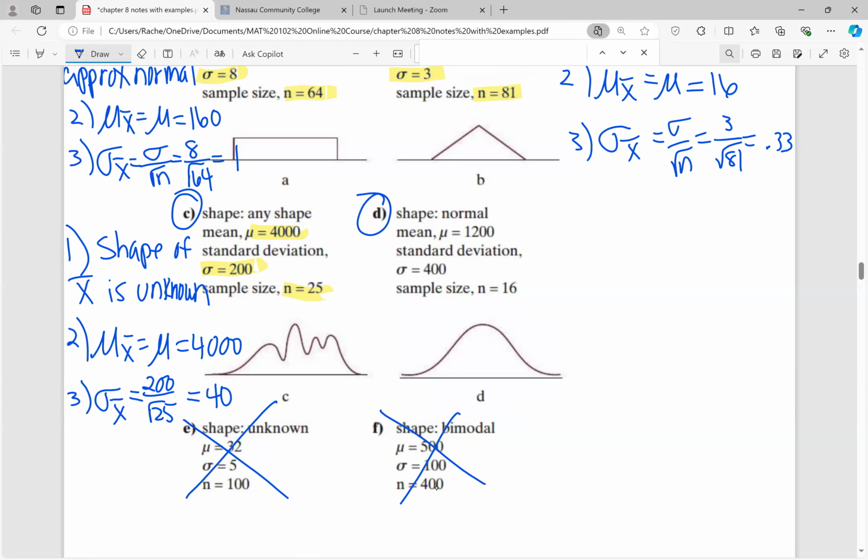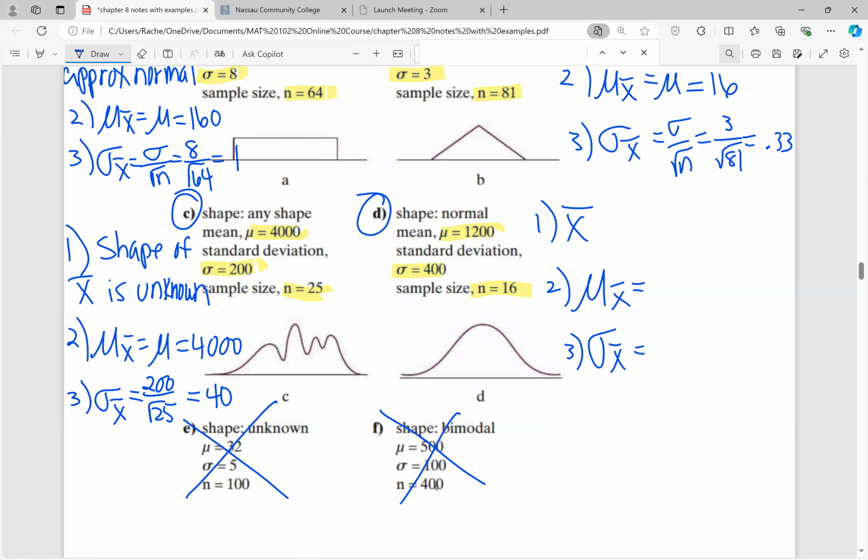Let's do one more. Suppose we're going to sample from a normal distribution that has a mean of 1,200 and a standard deviation of 400. We're going to take samples of size 16. So what's the shape of X bar? What's the mean of all the X bars? What's the standard error of all the X bars? Same 3 things that we're calculating for each one of these.